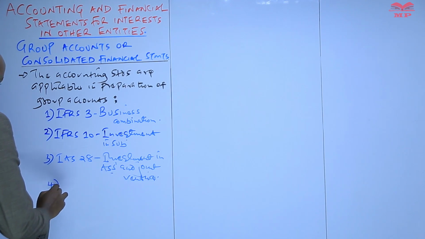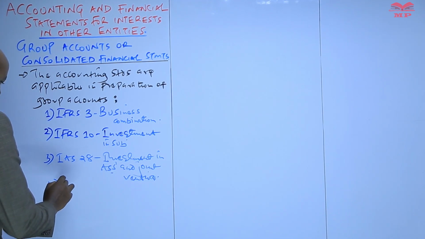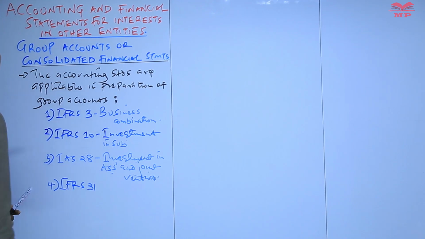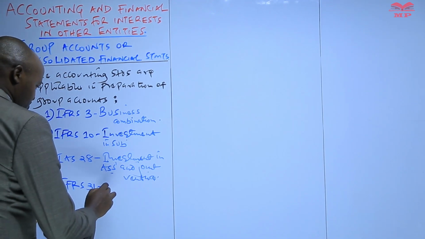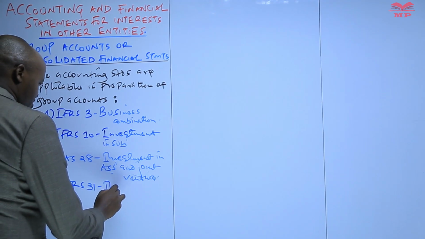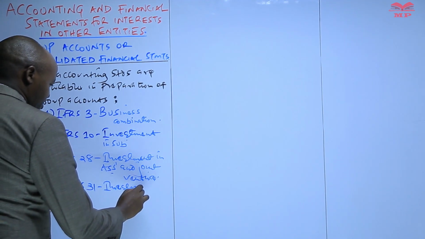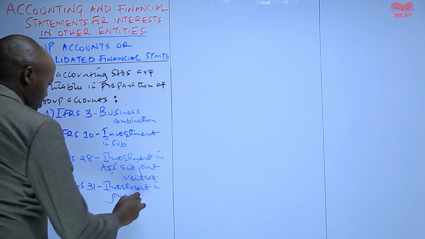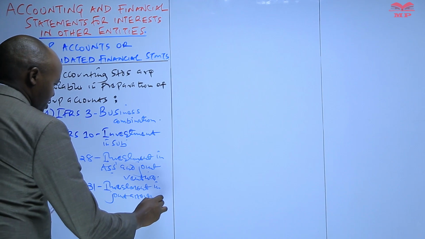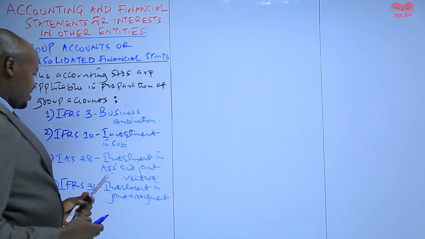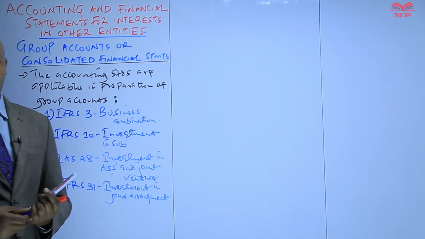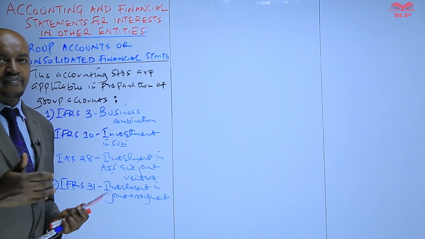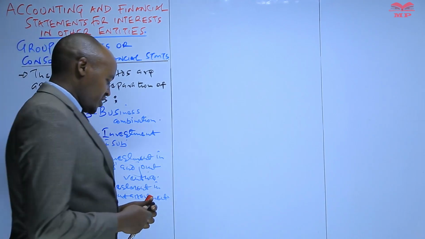And then the other standard which is applicable here is International Financial Reporting Standard number 31, which basically deals with the preparation of group accounts whereby the parent company has invested in a joint arrangement. So therefore, these are some of the accounting standards which we are going to come across in this particular topic, specifically during the preparation of what we refer to as the group account.